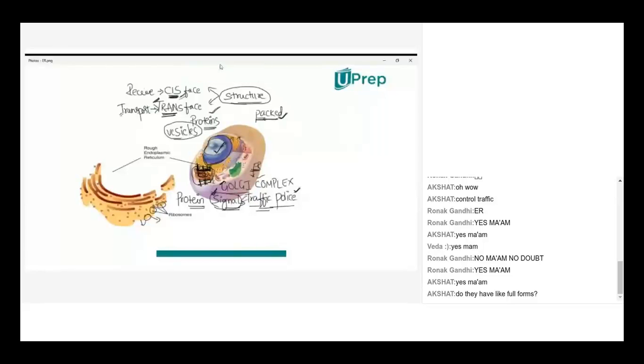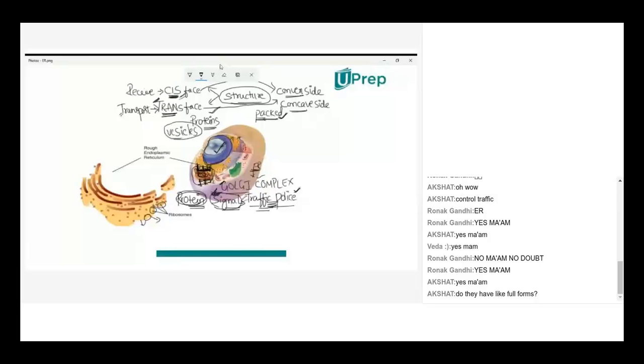Usually the cis phase and the trans phase do carry other names also. Cis phase is generally called the convex side of the Golgi complex. Trans phase is usually called the concave side of the Golgi complex. So the structure of the Golgi complex, if you take, the Golgi complex acts as the traffic police by getting signal from the endoplasmic reticulum in the form of proteins.